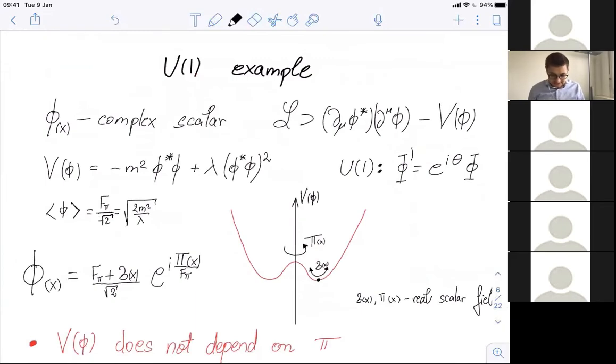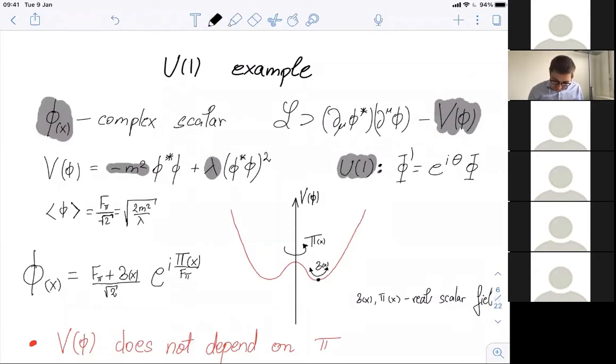All right, let's do a concrete example. Let's take a complex scalar field, phi of x, and the following Lagrangian. In particular, there will be this tree-level potential that has two terms, minus m squared and lambda. This Lagrangian is invariant under the U(1) global symmetry. There is a U(1) phase rotation, meaning that the field is transformed by multiplying with the phase e to the i theta, and theta is the group parameter. You can check very easily that the Lagrangian is invariant under this transformation.